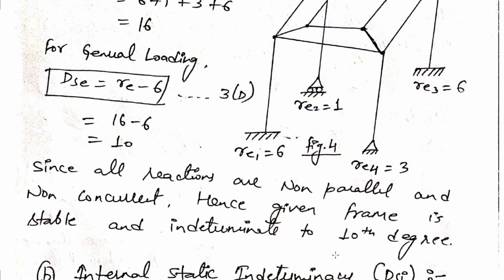So how to calculate DSE? We are having a formula, DSE is equal to Re minus 6. Re is the number of reactions acting at the support, and 6 is the total number of equilibrium equations for a 3D space frame. You can refer to this example again. So this is how we calculate our external static indeterminacy.